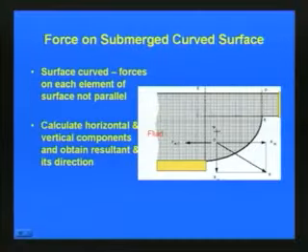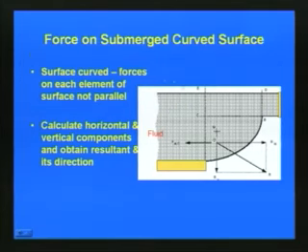So now we will discuss the force on a submerged curved surface. In this slide you can see the fluid at this location. Here there is a small tank, and then there is a curved gate like this. This is a curved gate in the location, say here AB, and the fluid is above that gate.